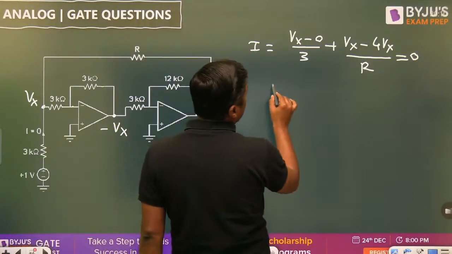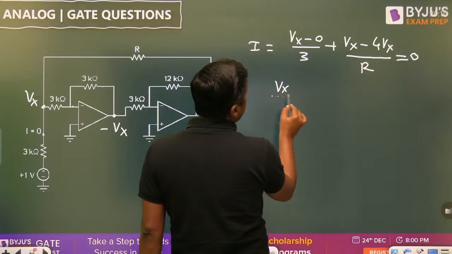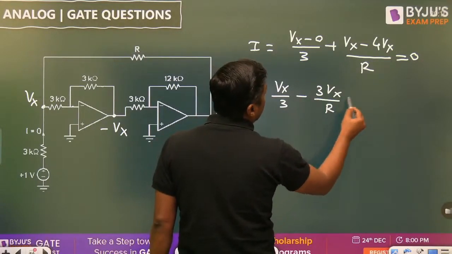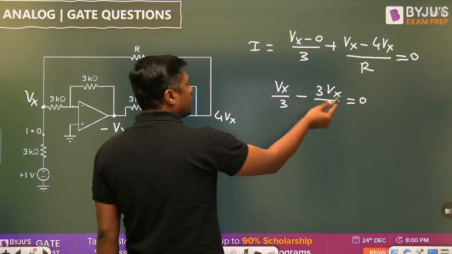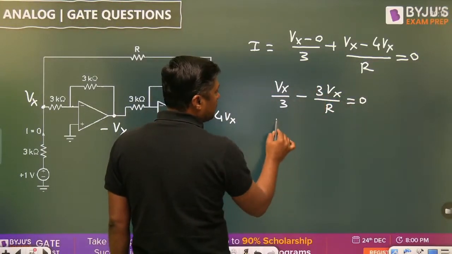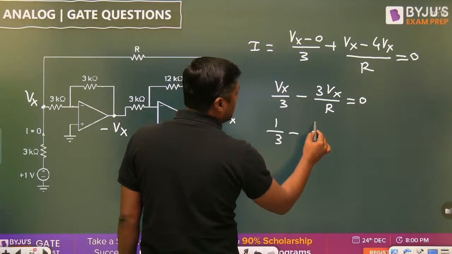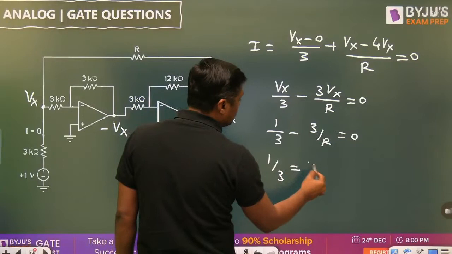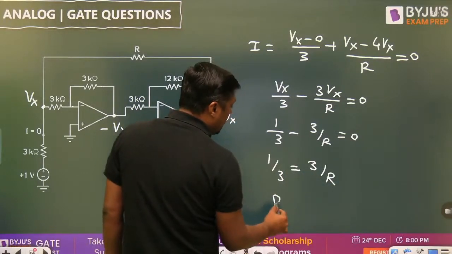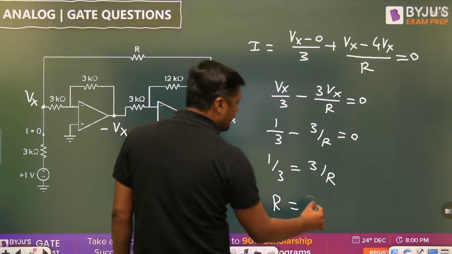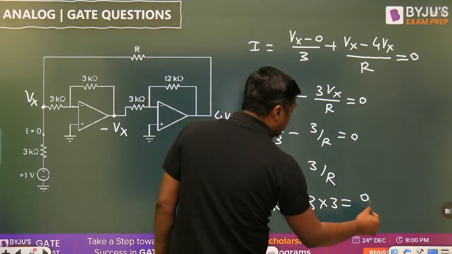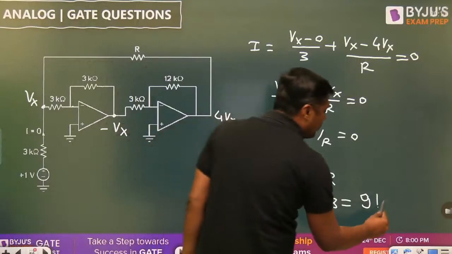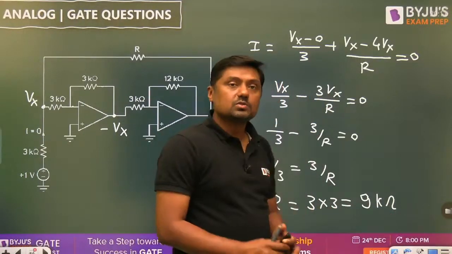So you can write Vx by 3 minus 3 Vx by R is equal to 0. So Vx, you can take Vx as a common. Vx will become 0. 1 by 3 minus 3 by R is equal to 0. 1 by 3 is equal to 3 by R. So what is the R is equal to? Here 3 into 3, 9 kilo ohm. What is the value of R? 9 kilo ohm. This point is clear?